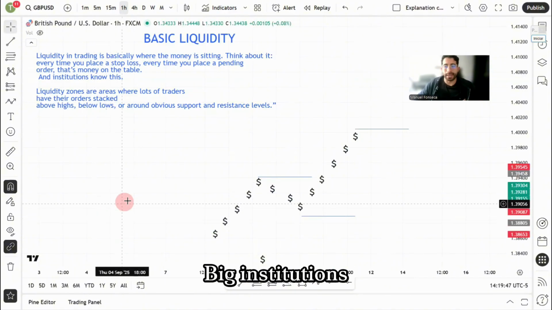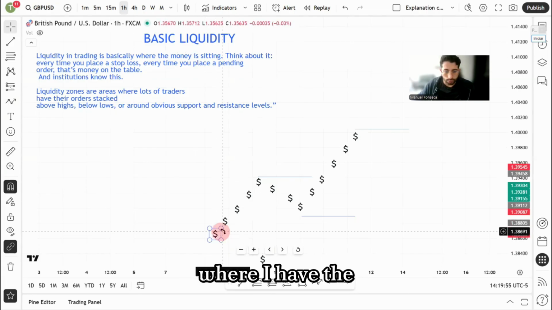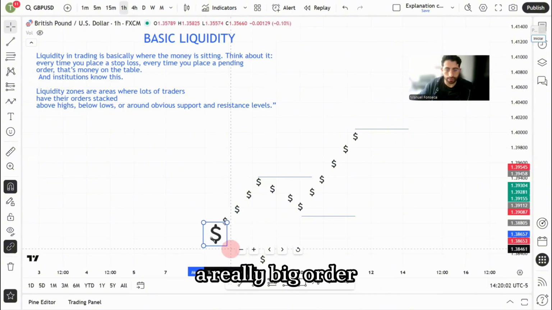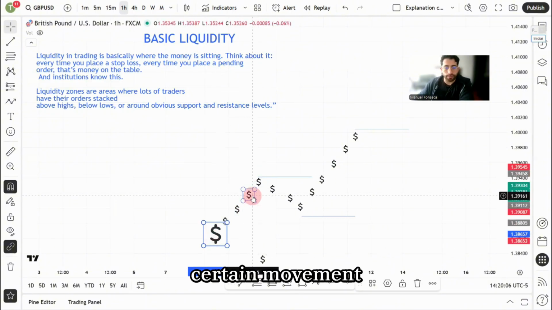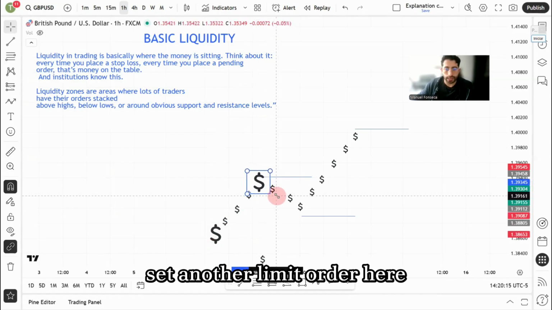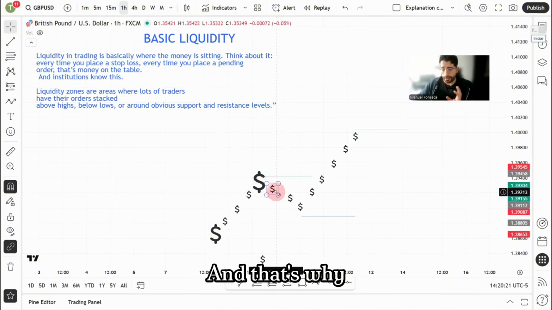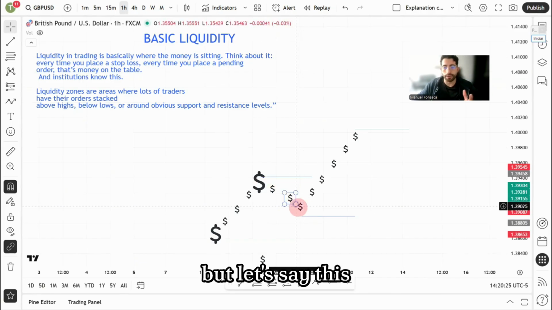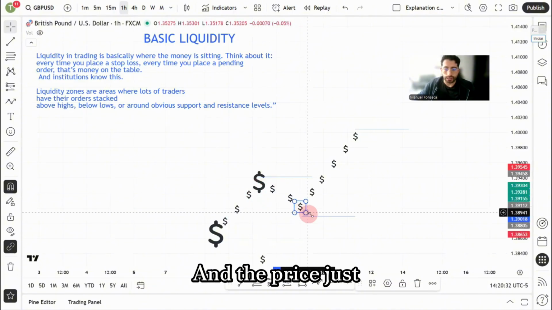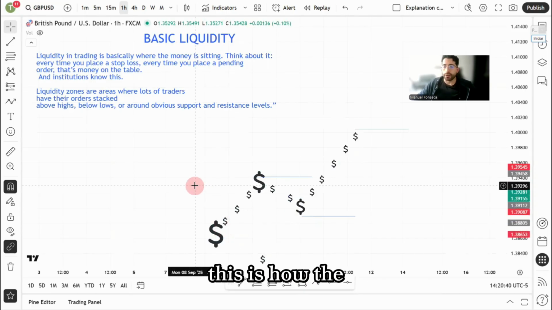So let's imagine the next. Big institutions put their orders here. Let's say a really huge bank buys in this zone where I have the mouse here, and it means that all the price will keep pushing up because they just put a really big order. Now, what happened after certain movement? Another institution or any other bank set another limit order here or just sell money here, and they keep pushing selling, and that's why in the market there are certain retracements, correct? But let's say this position was bigger than this one that was here, right? And the price just keeps simply moving towards the direction of the first institution. Okay, in other words, this is how the price moves.